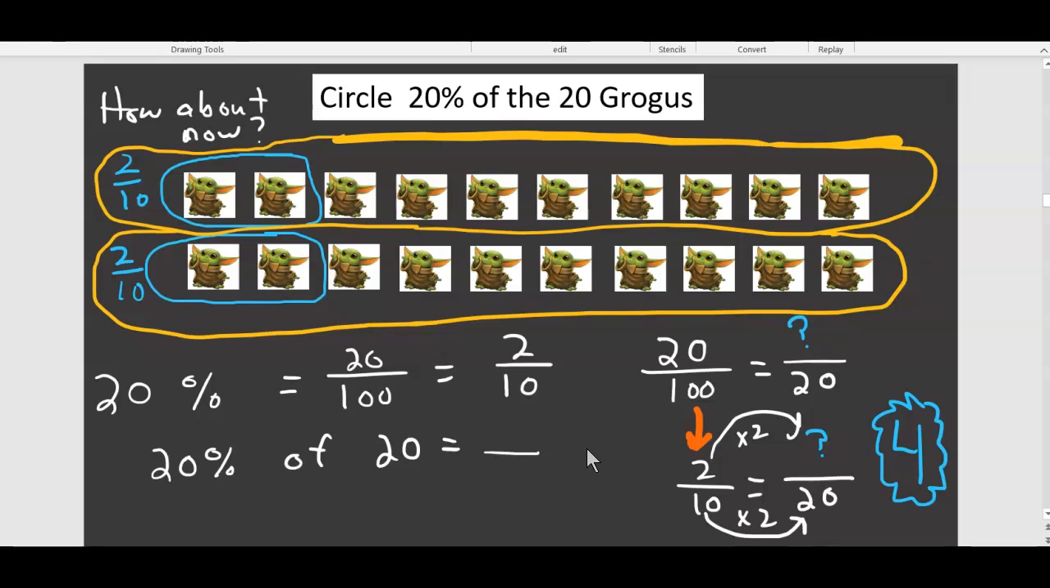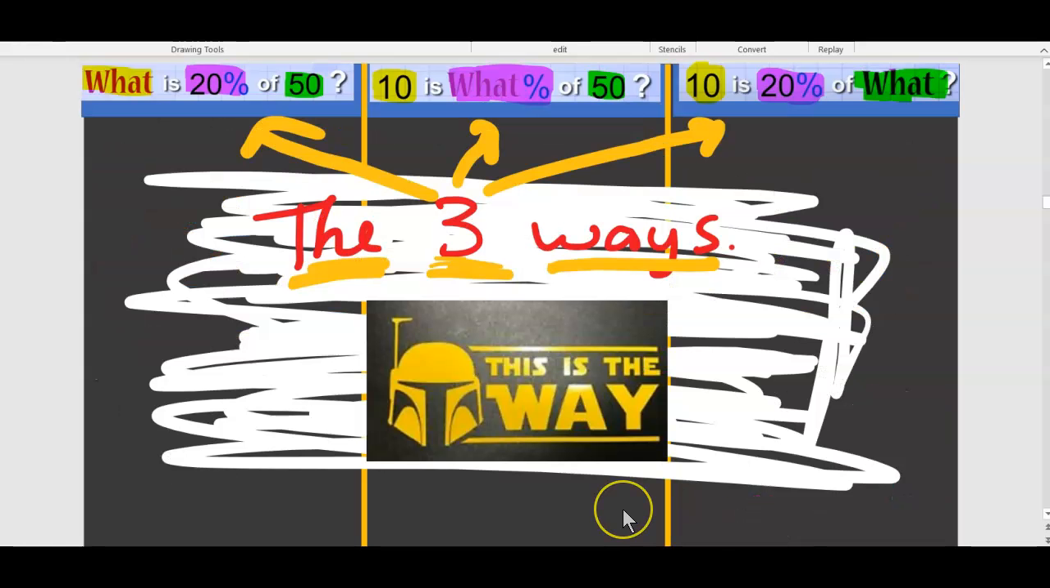Oh yeah, see? 20%. But the cool thing about this is, if you're setting it up like this, you could go 100 divided by something is 20 and divide up here. But the way I like to do this is to turn this 20 over 100 into 2 over 10. That's a beautiful thing. Because then all you gotta do is multiply by 2 here and multiply by 2 here, and you get 4. 2 times 2, so much easier.